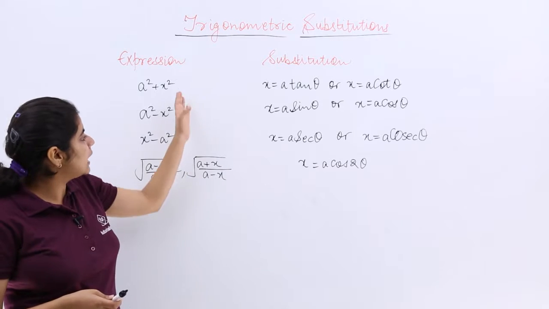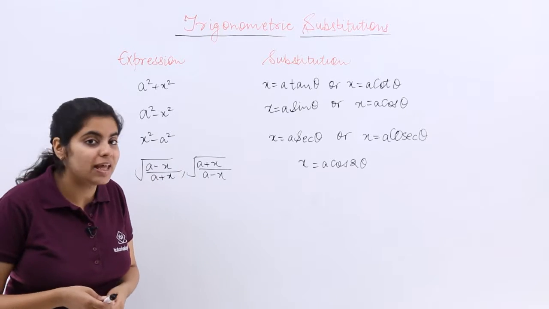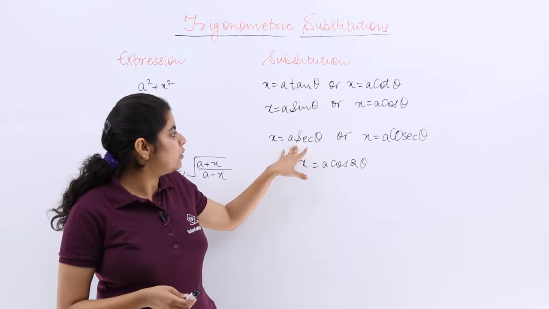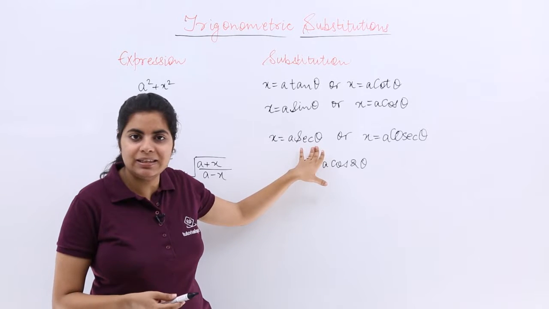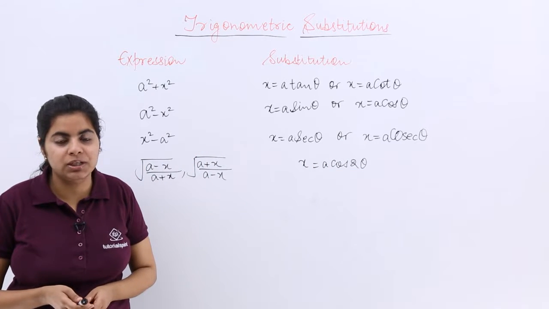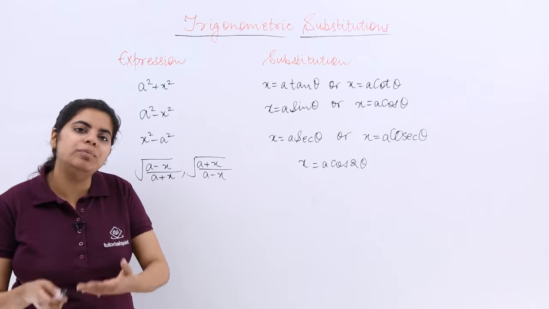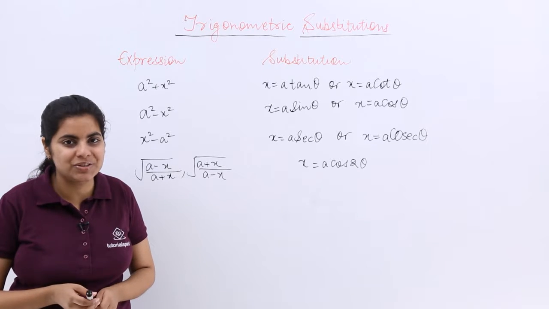Now, if both cases are not there and you have x square minus a square, then what to do? Then better go with the formula x is equal to a secant theta substitution, or x is equal to a cosecant theta substitution. Why and how, we have already seen in the previous chapters, and how to adopt this substitution we will be seeing in some questions.